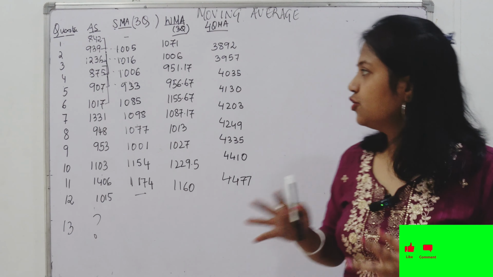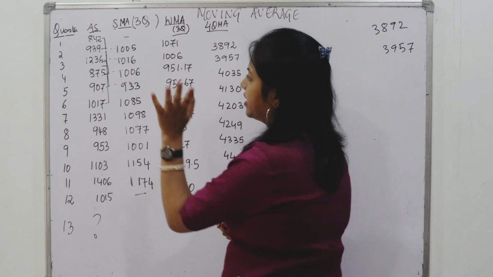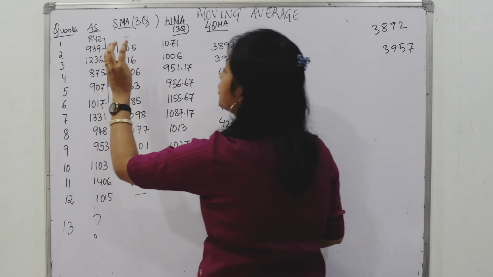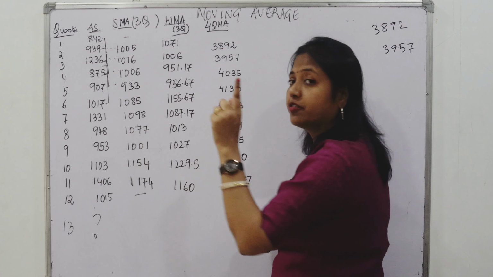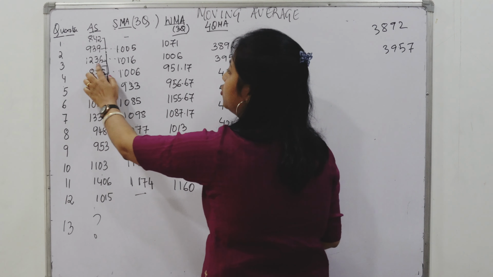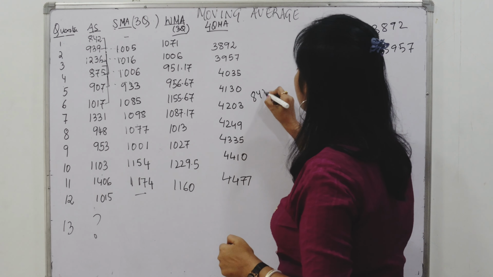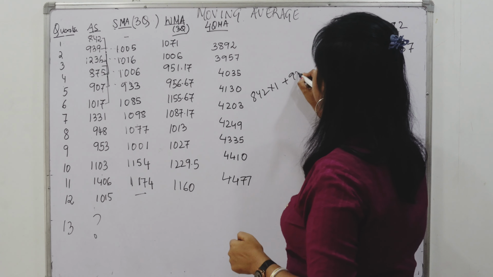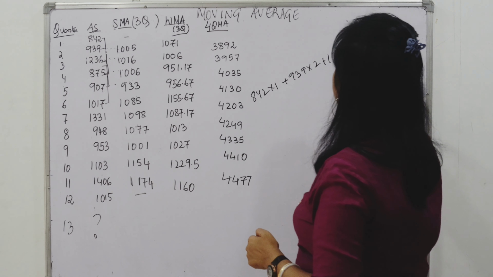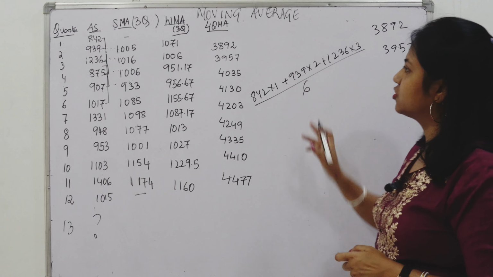Let's do it. So friends, let's understand the weighted moving average. Weighted average, as I have already told you, we are going to give weightage. So 842 will be given a weightage of 1, 939 a weightage of 2, and 1236 a weightage of 3. So how will we do it? 842 into 1 plus 939 into 2 plus 1236 into 3 divided by 6. Why 6? Because 1 plus 2 plus 3 equals 6.